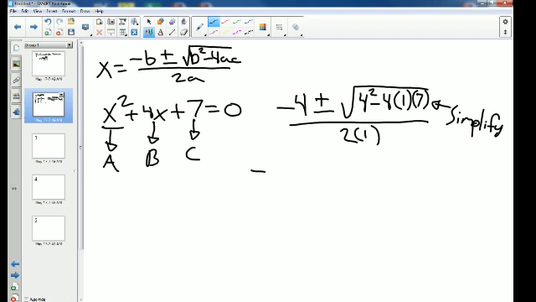It's going to come down to negative 4 plus or minus the square root of 16 minus 28, over 2. From there you want to simplify further.